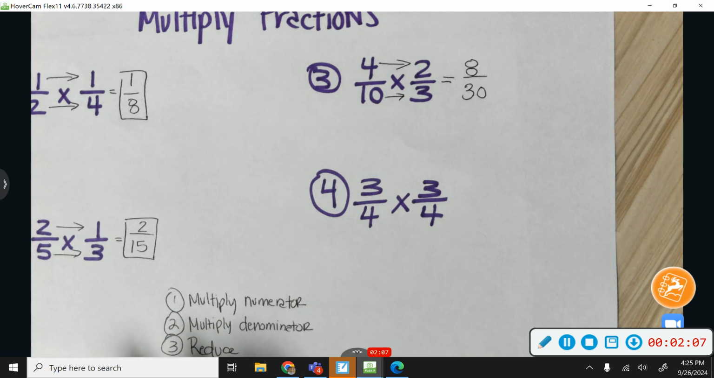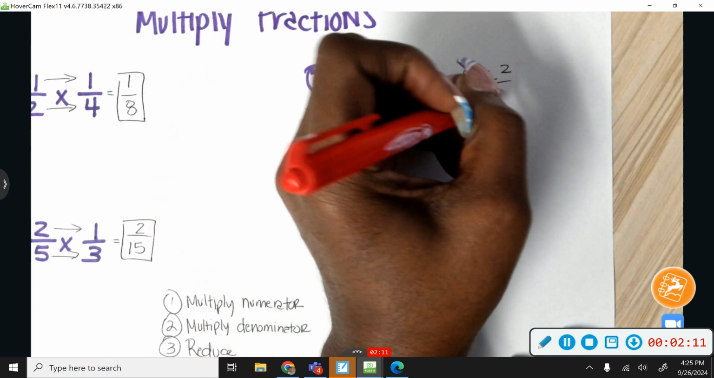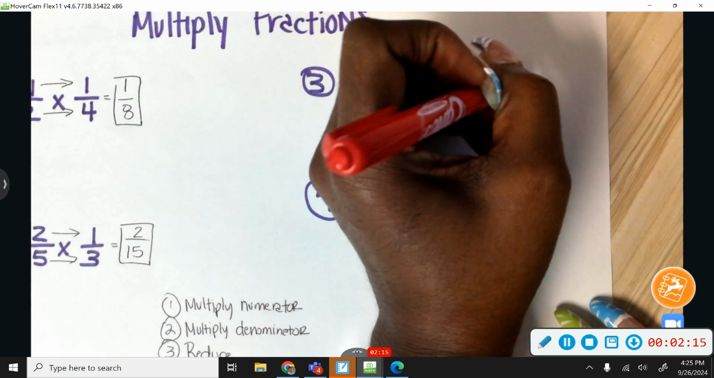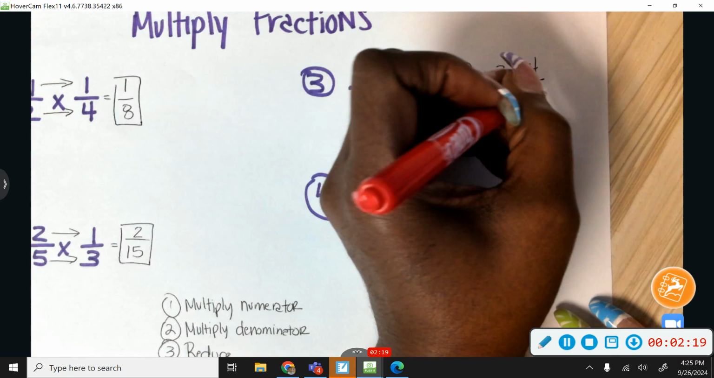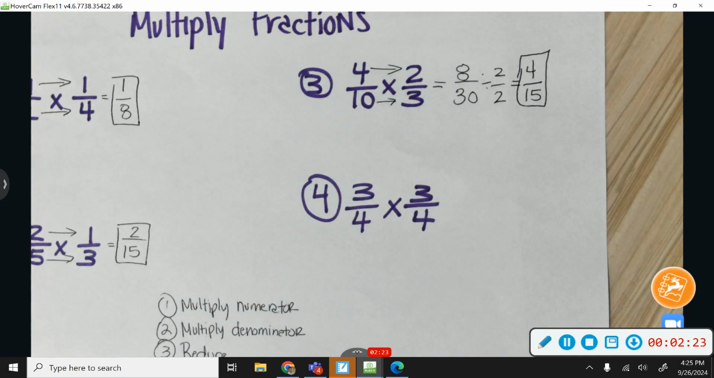Since it is an even number, then we know we can divide it by 2. Divided by 2, divided by 2. So 8 divided by 2, I get 4. 30 divided by 2, I get 15. I will stop right there because 4 and 15 don't have any other numbers in common. So that would be my answer. Let's look at our last question, and then I'll come back with part 2 on how to multiply mixed numbers.